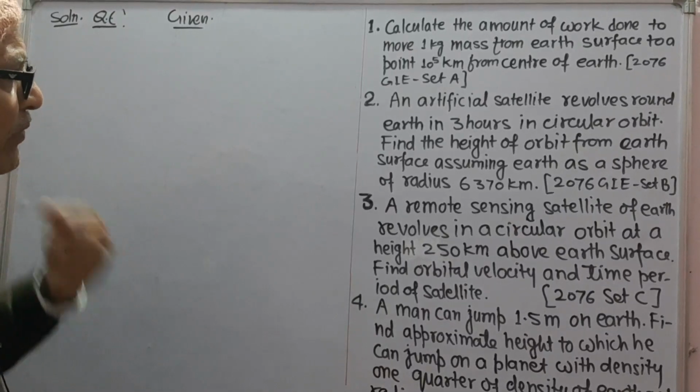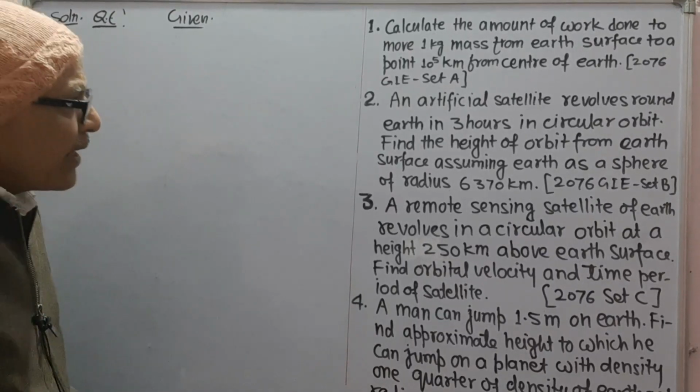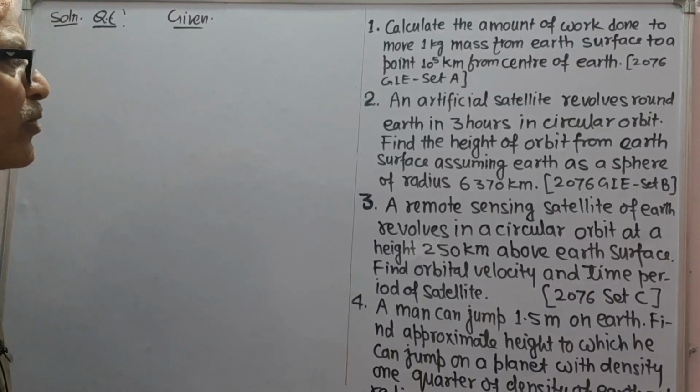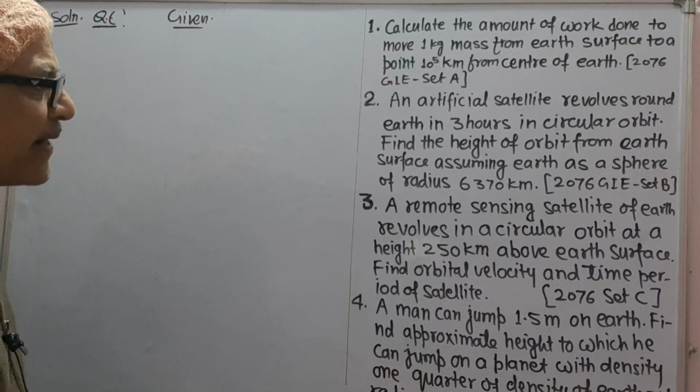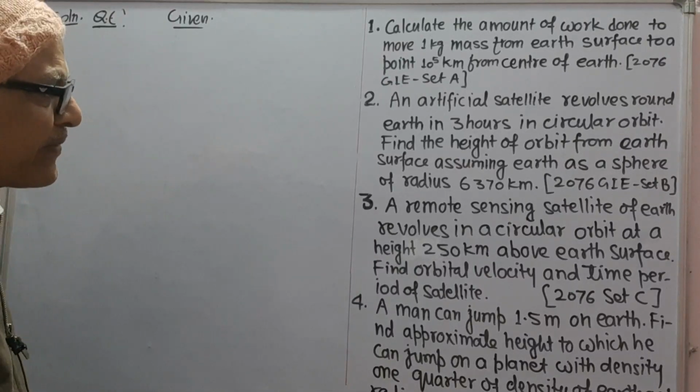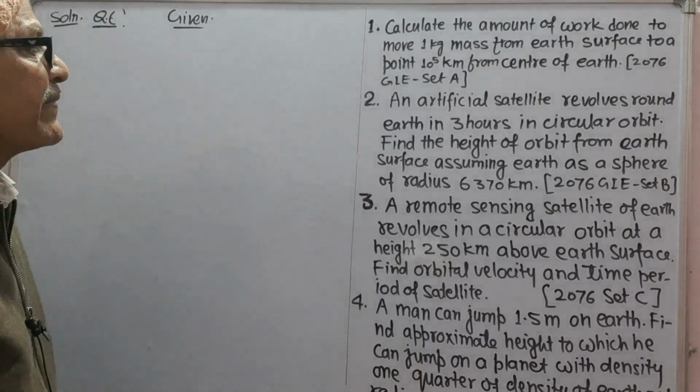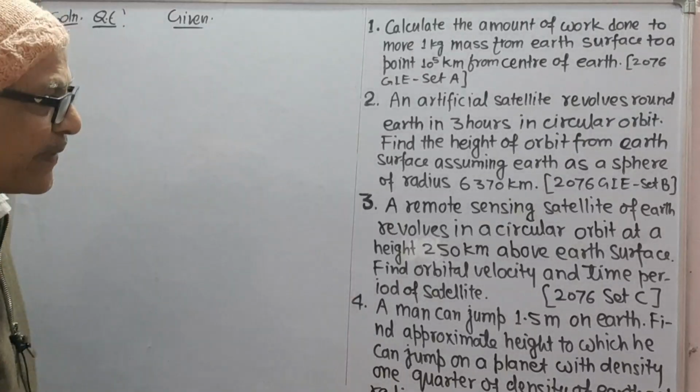Now question number 2. The question is, an artificial satellite revolves around Earth in 3 hours in circular orbit. Find the height of orbit from Earth's surface, assuming Earth is a sphere of radius 6,370 km.